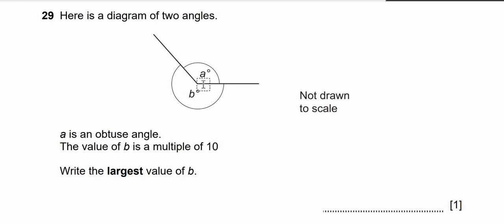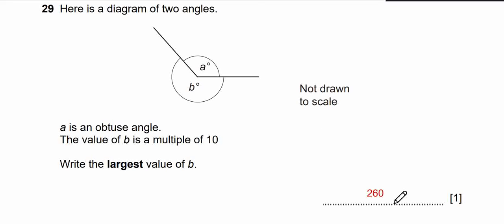Next, question 29 says here's a diagram of two angles. A is an obtuse angle, and the value of B is a multiple of 10. Write the largest value of B. 10 seconds from now. 10, 9, 8, 7, 6, 4, 3, 2, 1, 0. Alright, let's check out the answer, guys.